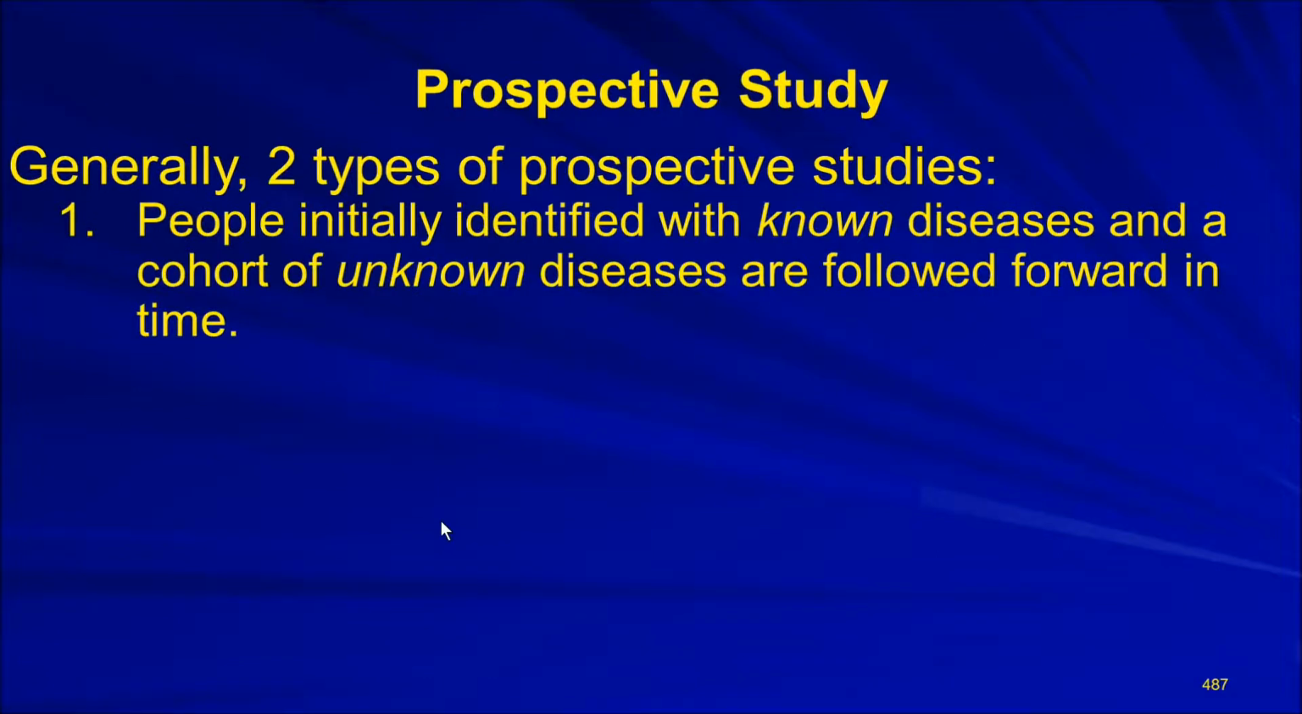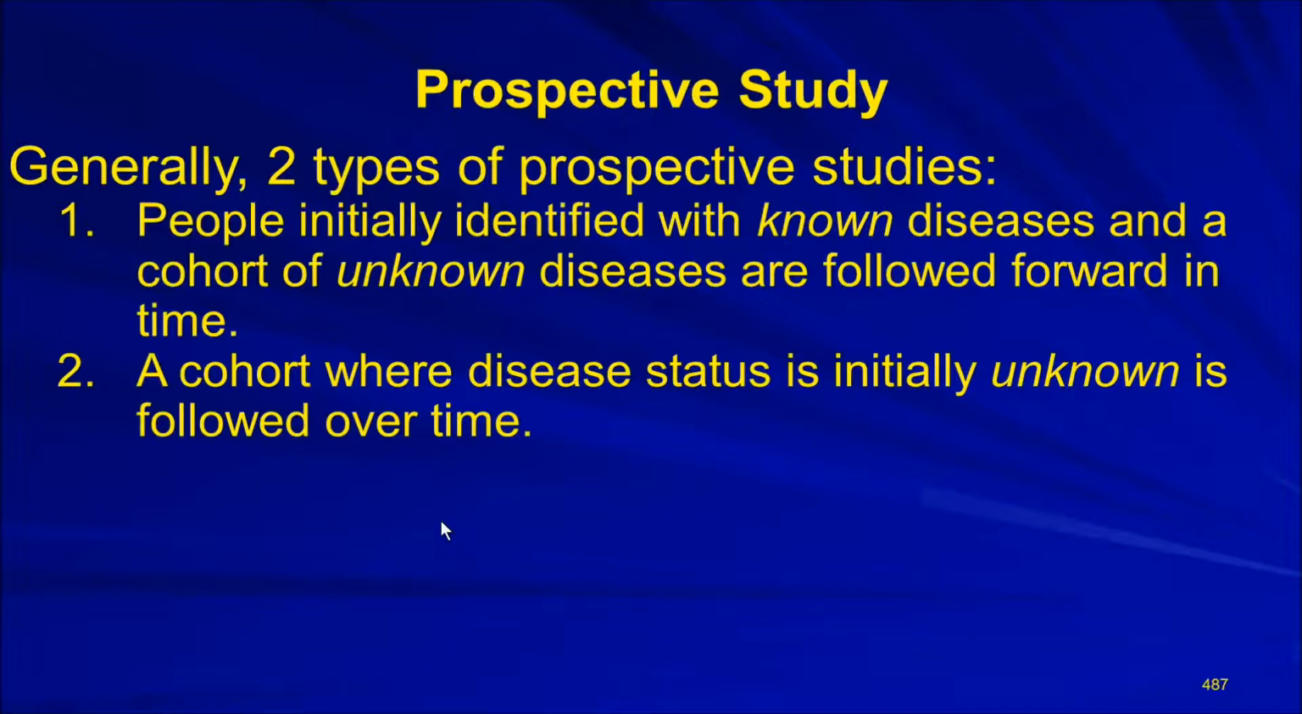Okay. The second one, this is a cohort where the disease status is initially unknown and followed over time. So we have two groups, and they may have some exposure or not, but they are reviewed over time, and they become exposed to something or not, and then they classify themselves into particular study groups, and I'll share that with you in a minute. So don't get confused, just stay with me.